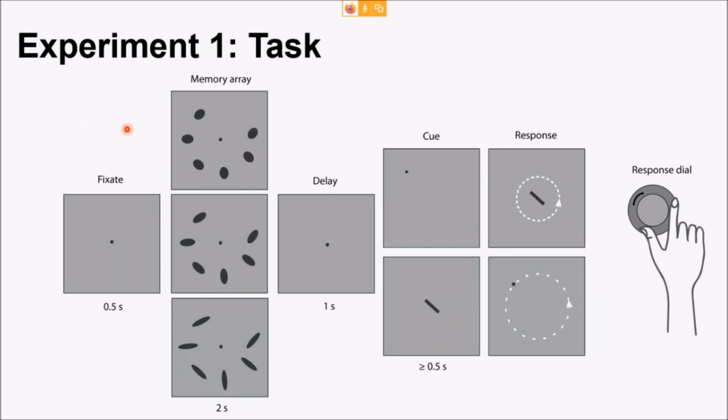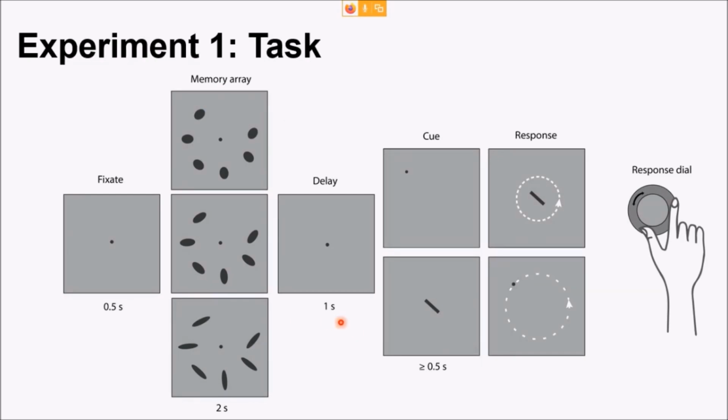Experiment 1 was a cued recall task, and the memory array was made up of 6 oriented ellipses. The elongation of the ellipses was set at one of 3 levels, with the expectation that as you increase the elongation of the ellipse, you'd be decreasing the variability with which orientation was stored in memory. The elongation of the ellipse was kept consistent within a trial, and the area of the ellipse was kept consistent across changes in elongation.